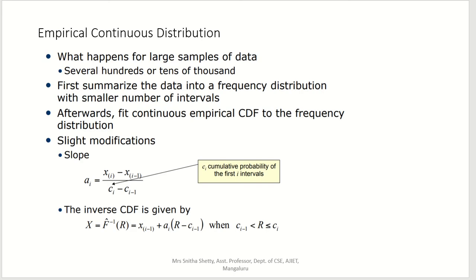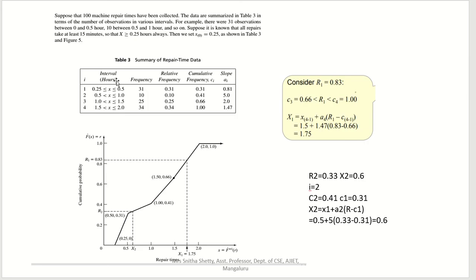Next we discussed the last one, the empirical distribution. You should know why the empirical distribution is required, and here we discussed the empirical continuous distribution. It is required when there is a large sample of data, because for each random number we cannot keep on calculating x1. So based on the given input, we classify the input into different intervals, then we plot the graph.